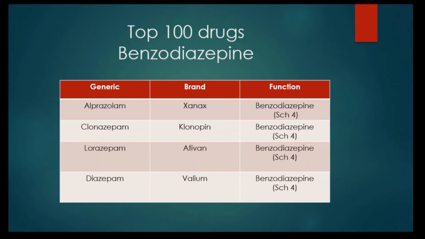Next, we have benzodiazepine. We've got alprazolam as Xanax, and these are going to be Schedule 4. Clonazepam, brand name is Klonopin. Lorazepam, brand name will be Ativan. And diazepam as Valium.